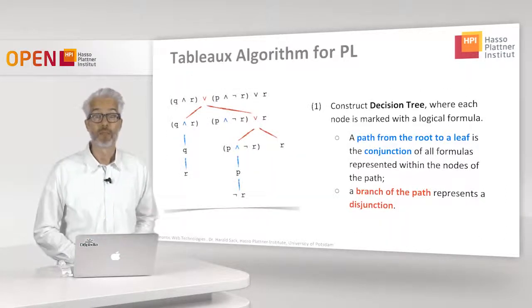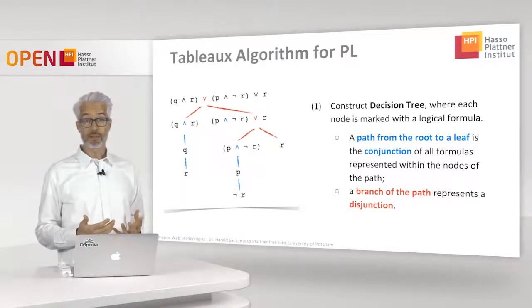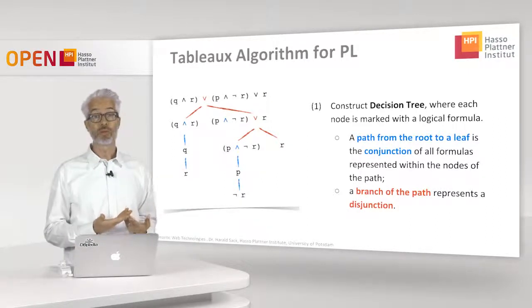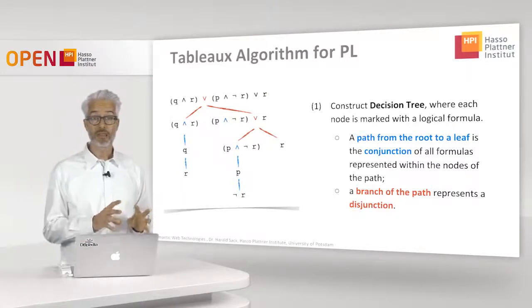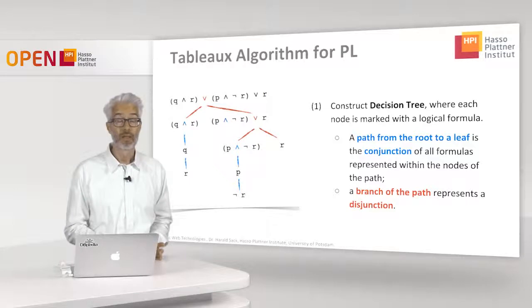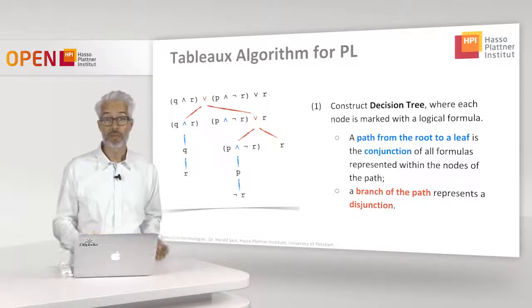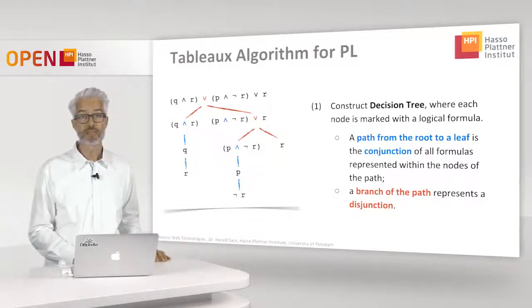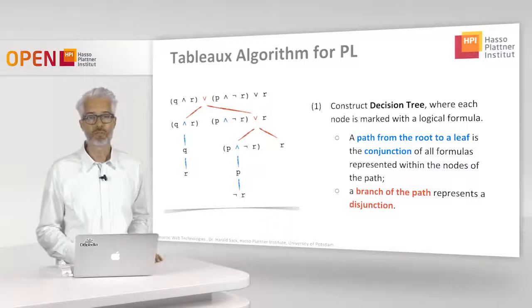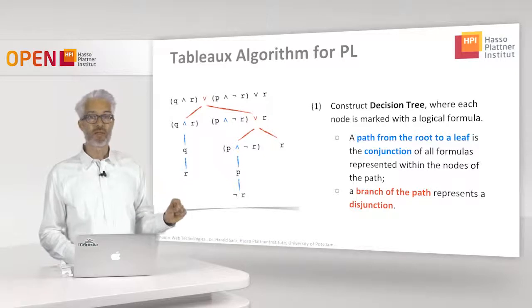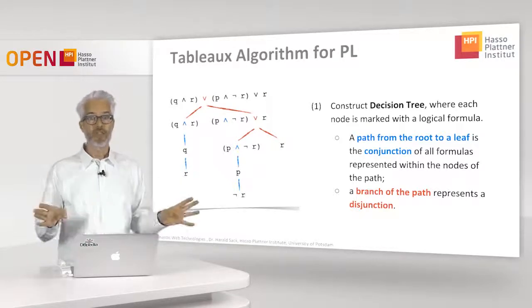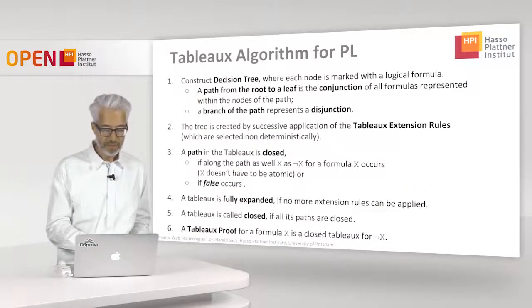How does it work? We are constructing a so-called tableau, and this tableau is a decision tree, where each node is marked with a logical formula. And as you see here, a path from the root to a leaf usually is a conjunction of all formulas represented within the nodes of that path, whereas a branch of the path represents a disjunction. So we construct a tree like that.